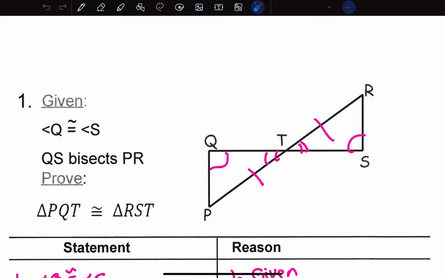So let's do an example. Given that angle Q is equal to angle S, so I right away mark that. So I have an angle. QS bisects PR. So I know that I have two congruent segments because of the definition of bisector. So I have an angle, a side, and I'm going to say that these two are congruent because they are vertical angles. Now, these two do not sandwich the congruent side, so I'm not going to use angle, side, angle. It should be angle, angle, side.